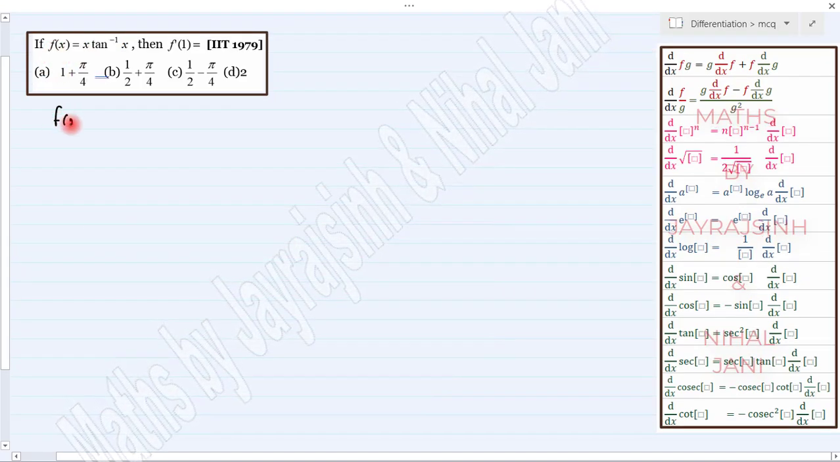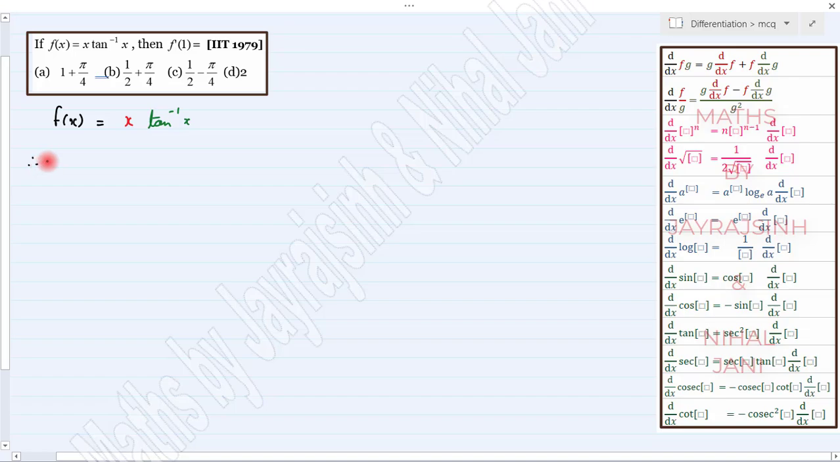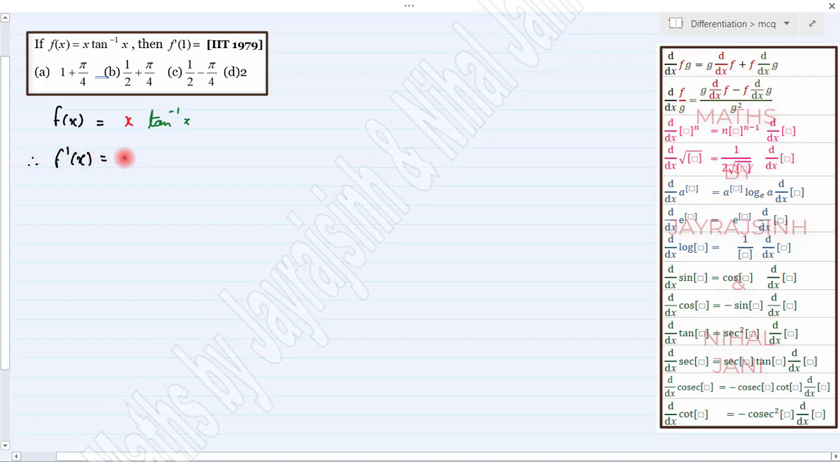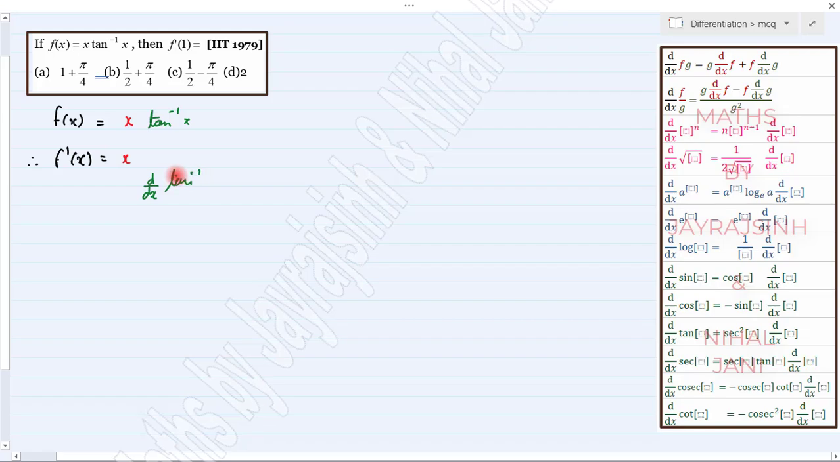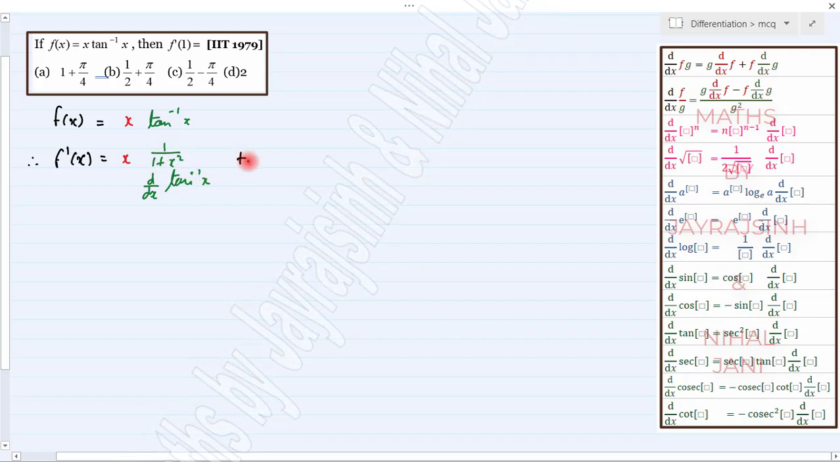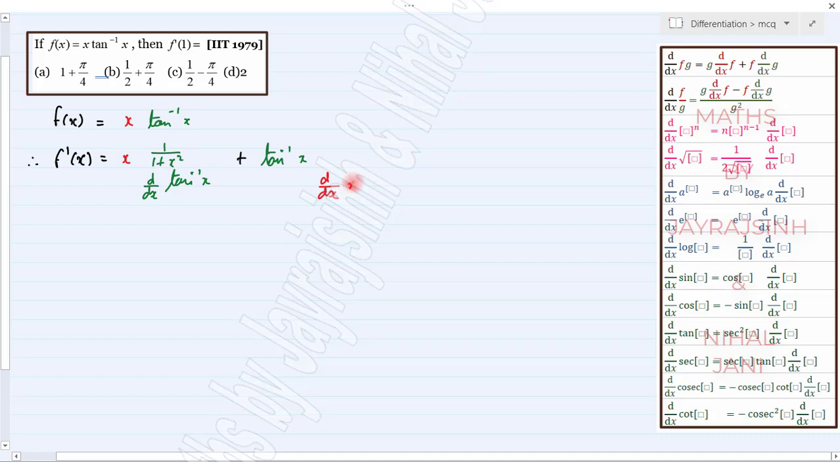If f(x) is equal to x tan inverse x, then we have to find out f dash 1. And for that, we have to differentiate with respect to x. We have to apply the multiplication rule. Your x will be as it is. We have to differentiate tan inverse x, which is 1 upon 1 plus x square. Plus, in the second term, your tan inverse x will be as it is. We have to differentiate x, which will be 1.